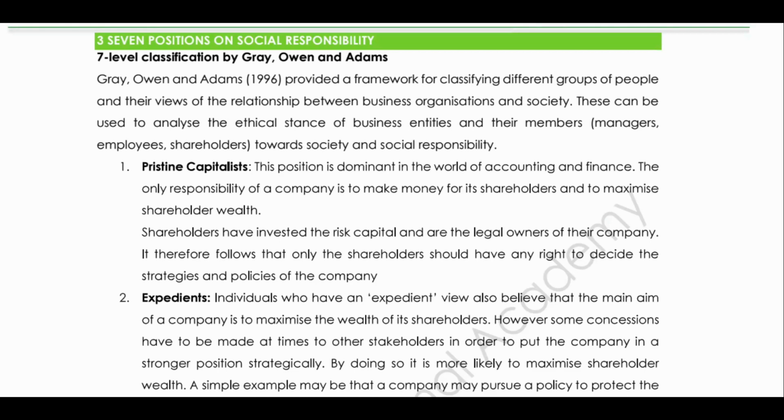The positions on social responsibility. Now, this is the seven-part classification by Gray, Owen, and Adams. We're considering the positions of a company on social responsibility. First off, the first group is the pristine capitalists. Now, who are the pristine capitalists? These are people in accounting and finance.